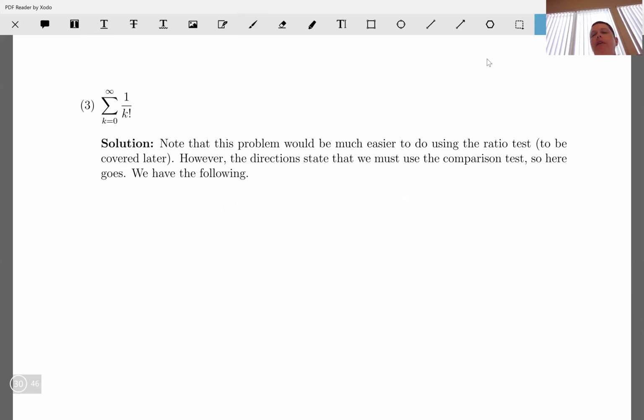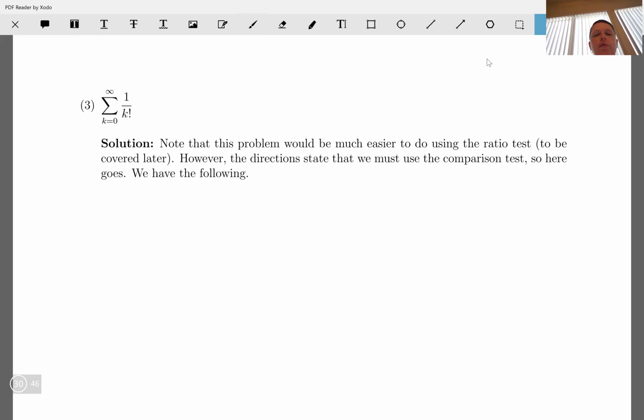So there is an easier way to do this problem, the 1 over k factorial, and that's the ratio test, but we're supposed to use the comparison test, so we'll use the ratio test later. Alrighty then, 1 over k factorial. What the heck am I going to do with a 1 over k factorial?